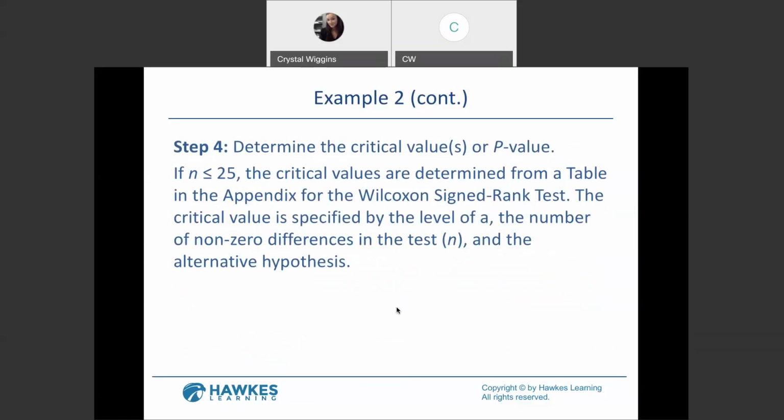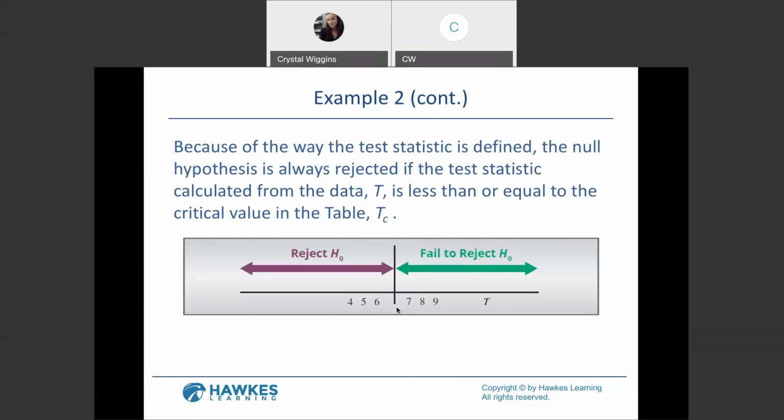If our sample size is small, or less than or equal to 25, the critical values are determined from a table in the appendix, which I will show you in a moment. The critical value is specified by the alpha level, the number of non-zero differences in the test, and the alternative hypothesis. Okay, so let me show you this table.